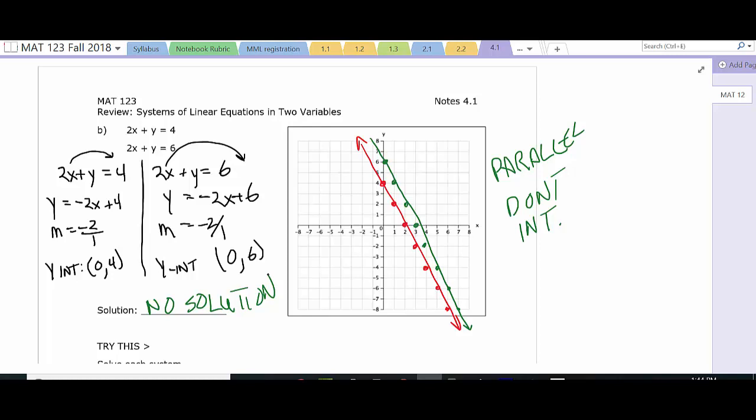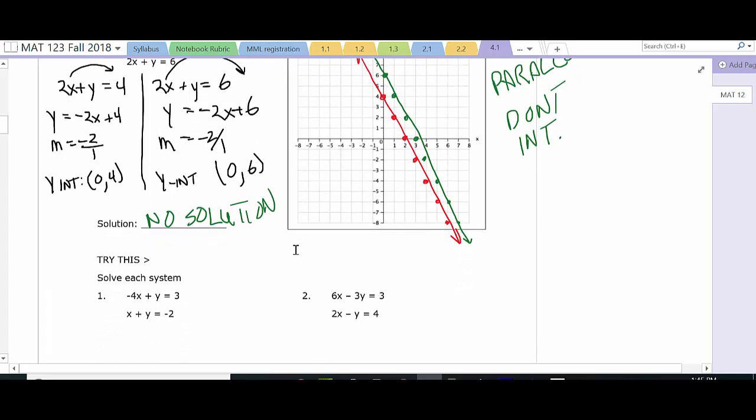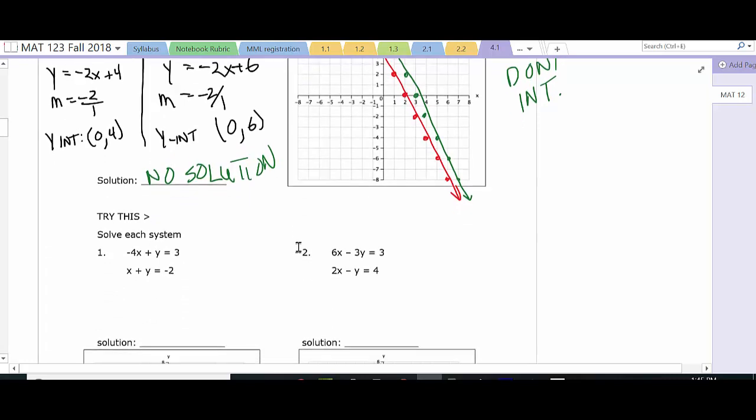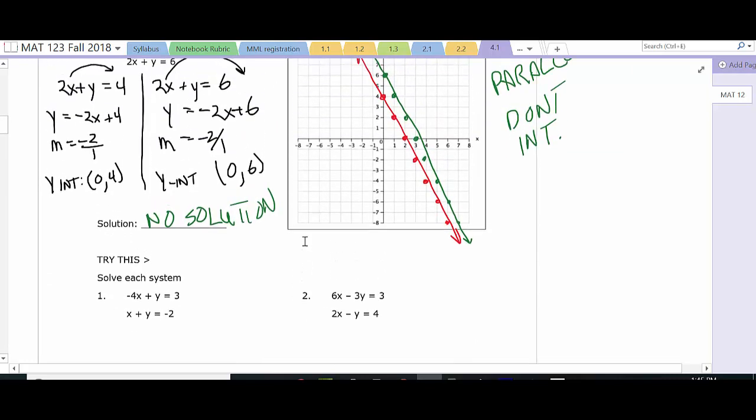Notice on this, the left side's the same, right? So if you did 2 times a number plus y and got 4, it would be impossible to do 2 times the same number plus the same number and get 6. That's impossible. You can't find a number, x and y, that works in both of those equations at the same time. So that's why it has no solution. Okay? So what you're doing with this is graphing, looking for an intersection point. That's it. Okay, so let's go ahead and work out the next two yourself.